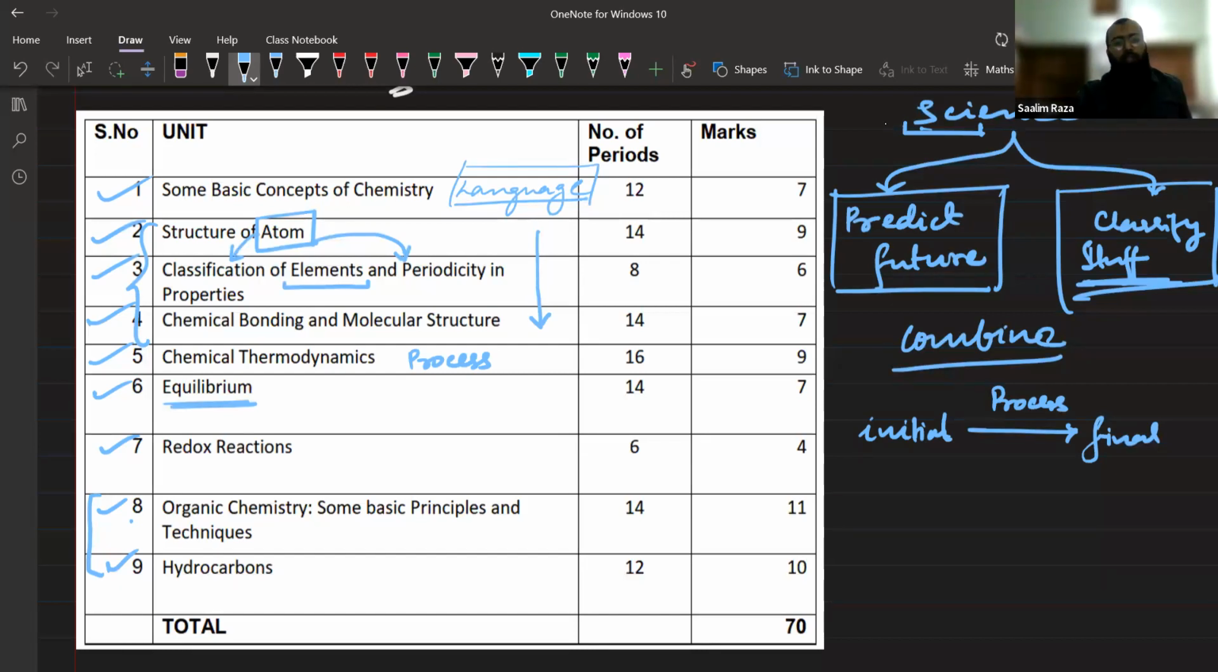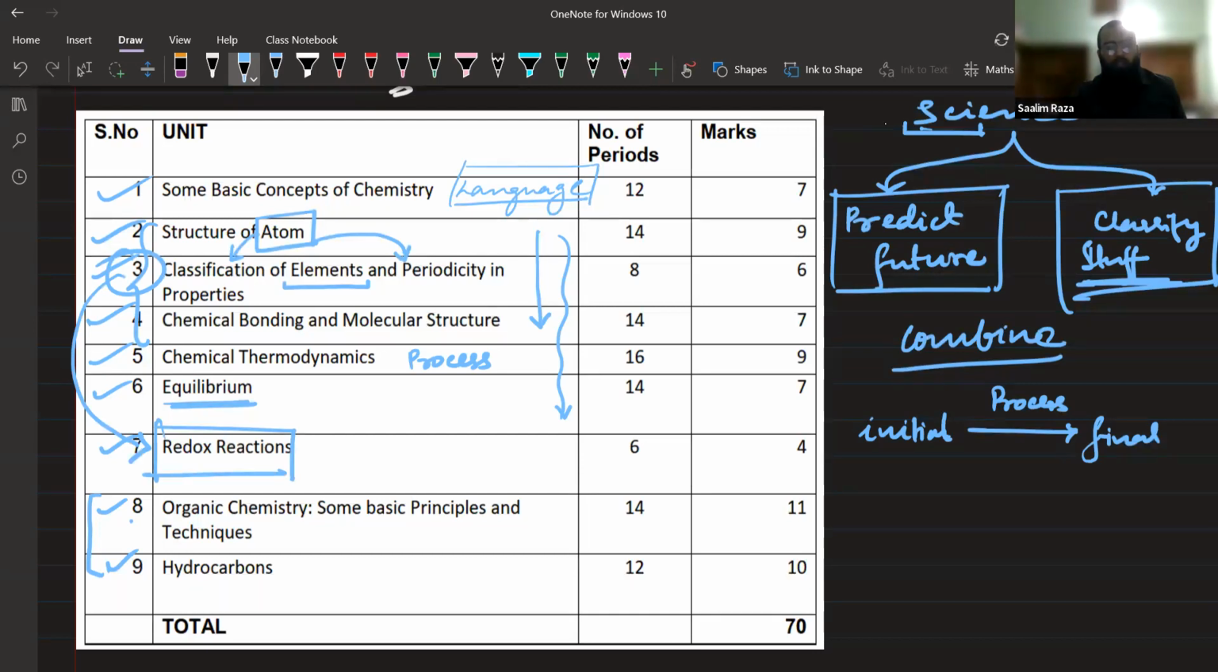Okay. Now, this is all general chemistry we are doing, and now we are going to specify. Now we have redox reactions. Redox reaction does not have any relation to the previous chapters except classification of elements and periodicity. There are a few things from classification of elements and periodicity that we are going to use in the redox reaction chapter. Okay. So this is the sequence.